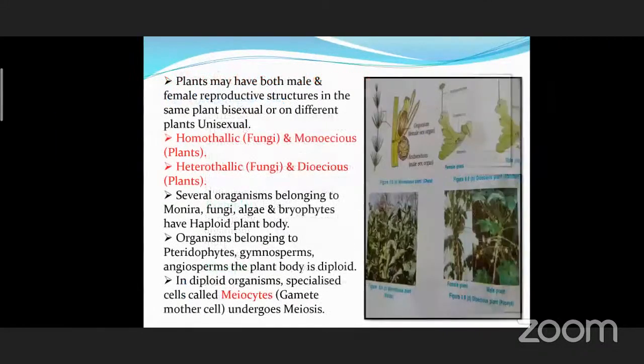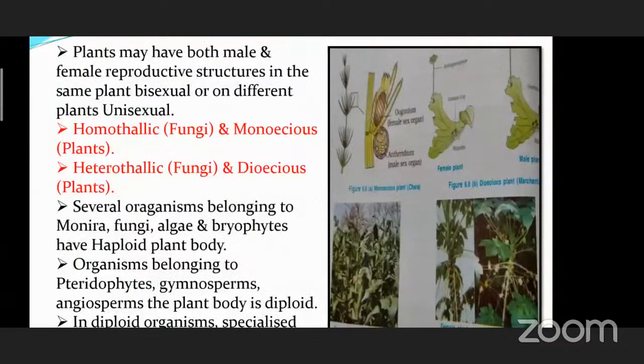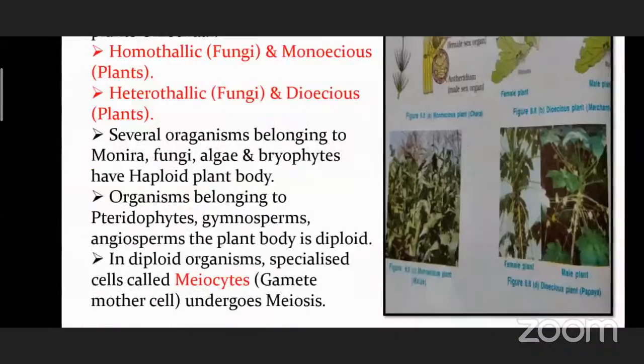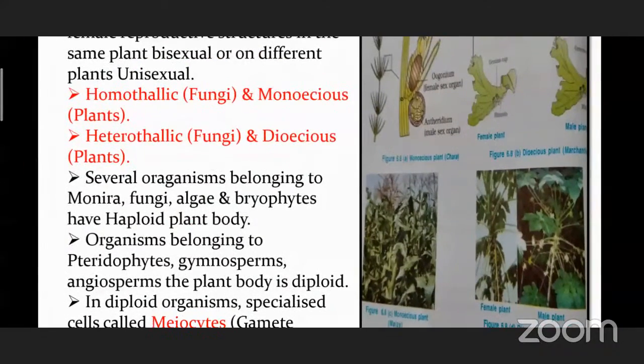And next, plants may have both male and female reproductive structures in the same plant, bisexual. Already I told that in a bisexual flower, the male and female reproductive structures are present in the same plant. A different plant is a unisexual flower. See here, homothallic, heterothallic, monoecious and dioecious. Monoecious means single, dioecious means two. Hetero means different, homo means similar.